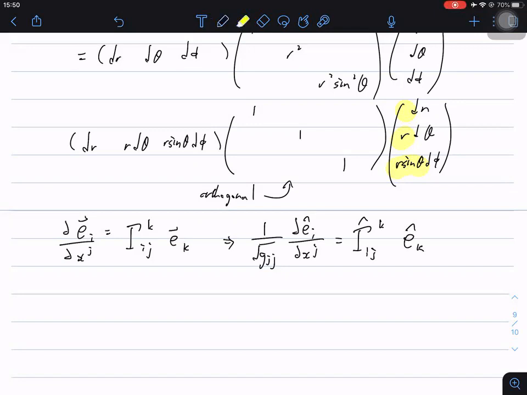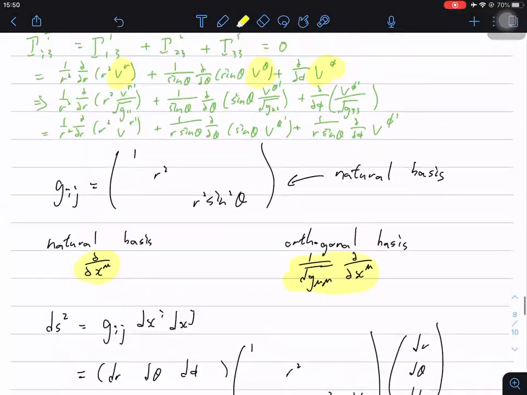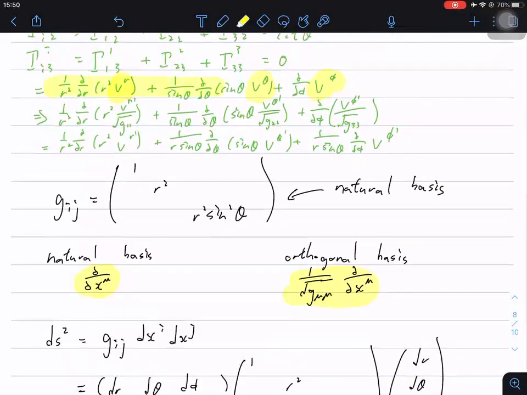So you can expect that it's much more difficult, or much more complicated, to find the corresponding Christoffel symbol in orthogonal basis if you want to use the summation notation directly. But of course, another way to do it is to first find everything in natural basis, and then, because we know how to convert from natural basis to orthogonal basis, we can just convert it back to the original orthogonal basis.